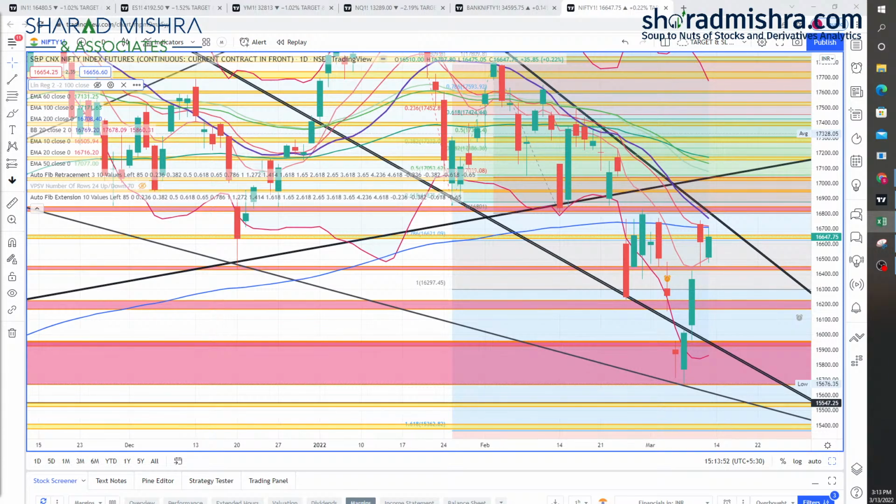It means that support lies at lower levels. Where does this support lie? This support lies in the zone of 16,400. At 16,400 there is decent put writing by FIs, and at 16,600 and 17,000 they are holding long put, 30,000 long put. So the resistance lies at somewhere around 16,600, 17,000.